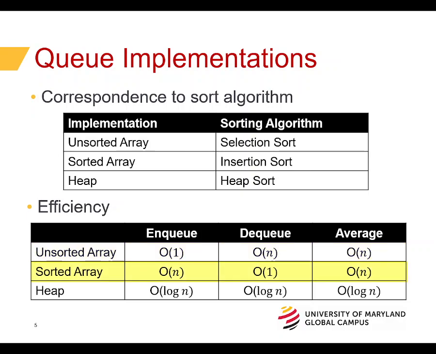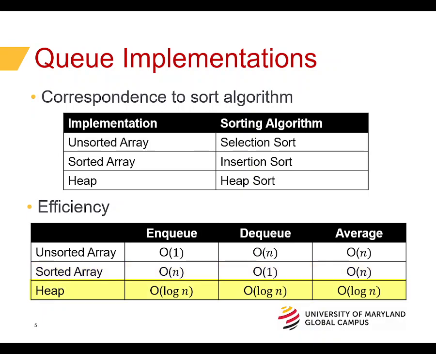Using a sorted array shifts the work to the enqueue operation. Inserting an element in its proper position involves examining at most all the elements, so it is linear. The trade-off is that the dequeue is simpler, provided we keep the highest priority element in the last position. In that case, the last element is just removed and returned. The average is as before.